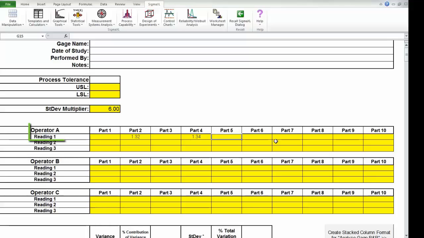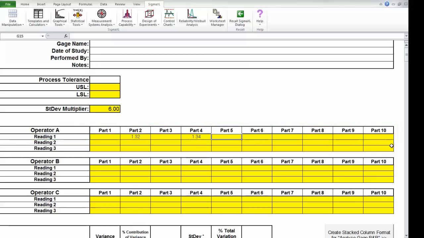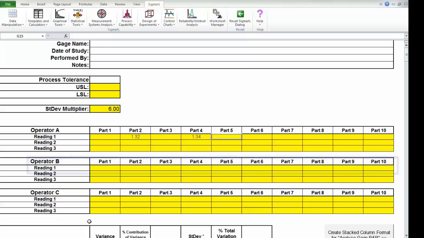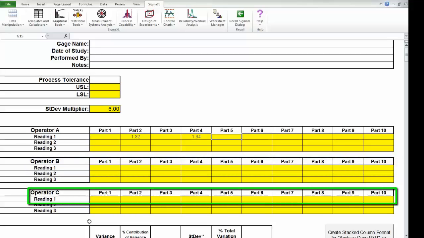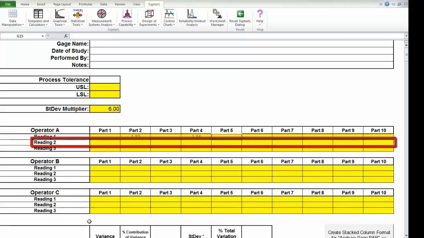So operator A comes up, takes their 10 measurements, and then they go out for a soda. You bring operator B up, they take their 10 measurements, you record those, and they go do some emails. Operator C comes up, they take their 10 measurements, and off they go. Then you bring back operator A. They do another 10 measurements for you until everyone has been completed.